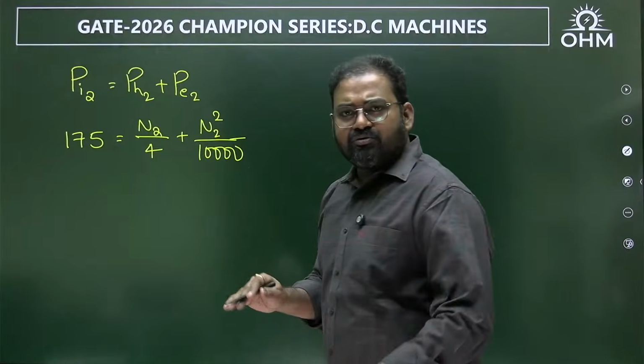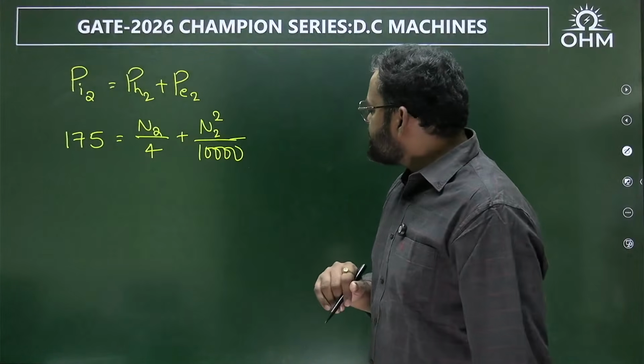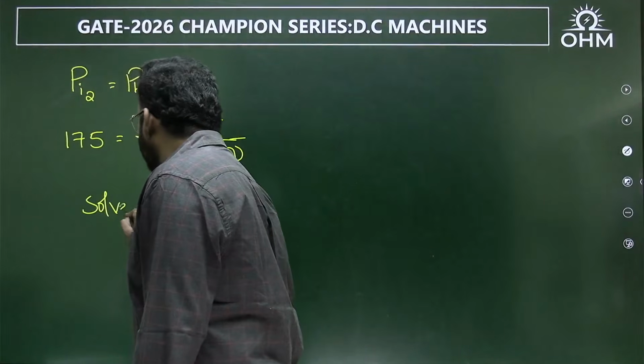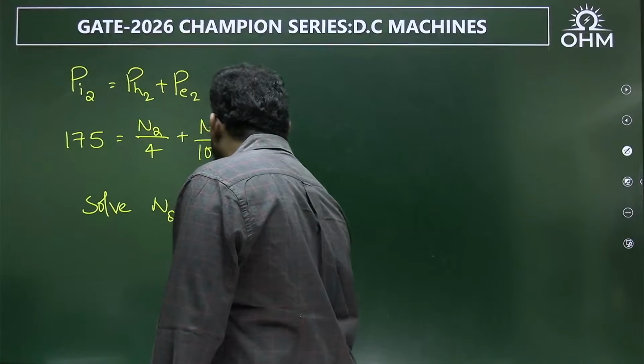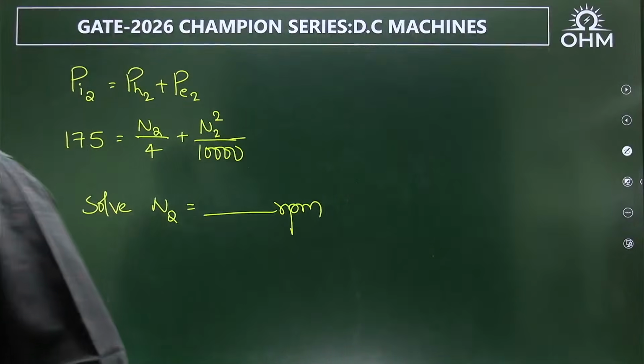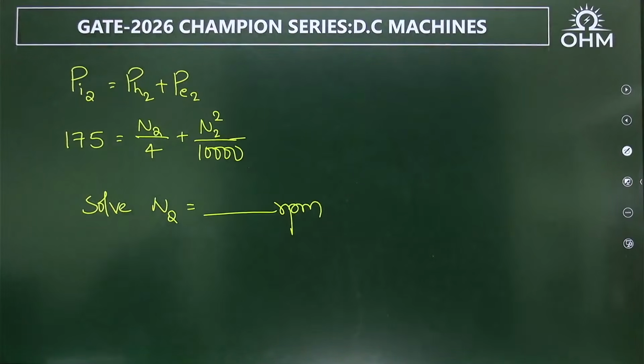Are you understanding? You are getting a second order equation now. Just to solve this equation, you will get N2 in RPM. That is the answer. I'm waiting for your answer. Please let me know how much is this. We are getting a second order equation. That means we will get two solutions.